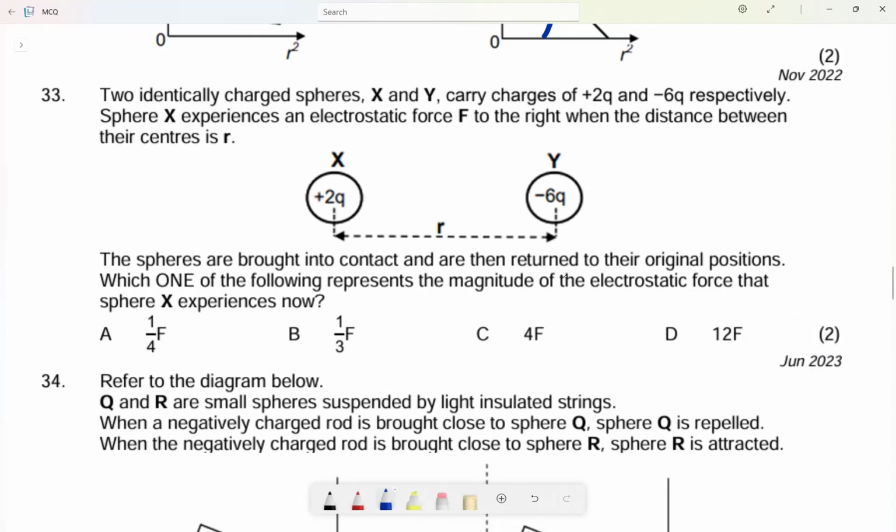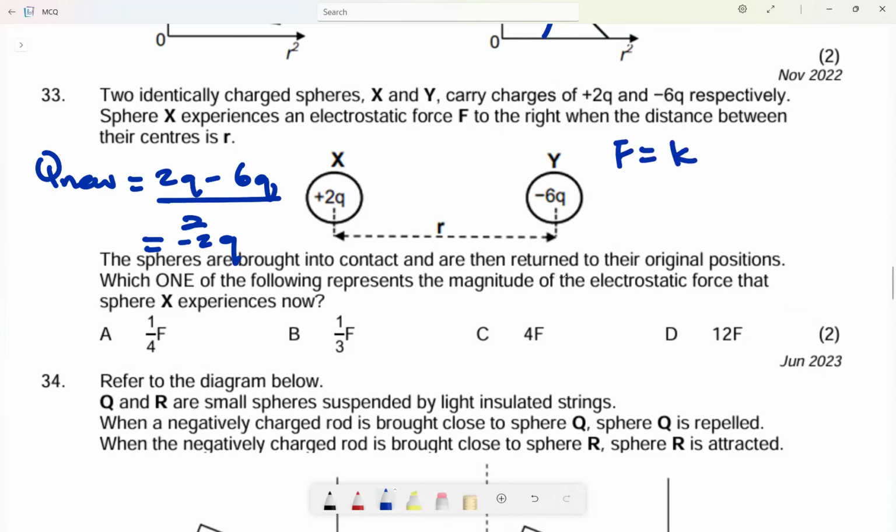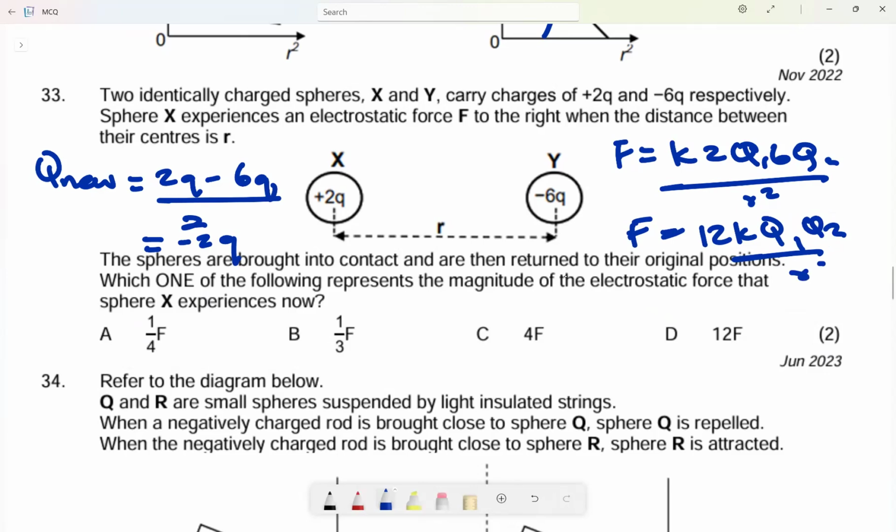Remember, every time it is like this, we need Q new. Q new is going to be positive 2Q minus 6Q divided by 2, which is negative 4Q divided by 2, which is negative 2Q. So let's start and find the force first. The force initially, with 2Q and 6Q, divided by r squared: F is equal to 2 times 6, which is 12, Q1 Q2 divided by r squared. So the first was 12 Q1 Q2.